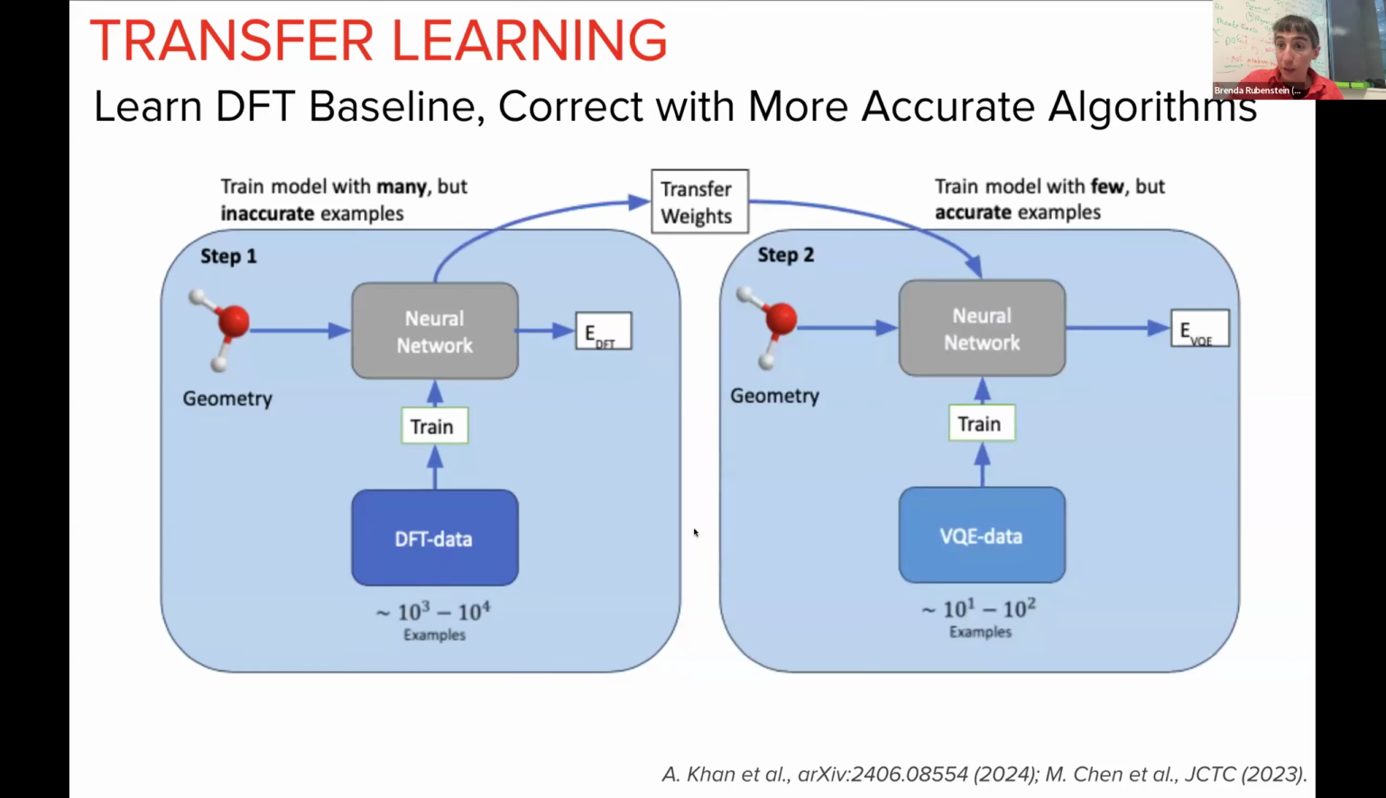And then if you're smart, you can then transfer learn to a more accurate theory. And the reason why you'd want to do that is, A, obviously you do want to train to a very accurate theory, but you want to do so at less cost than, let's say, retraining the entire network.